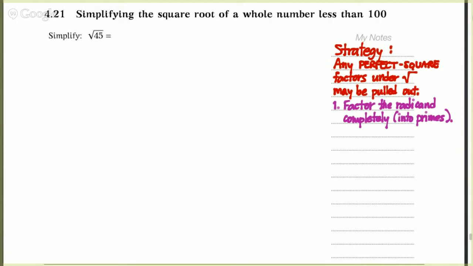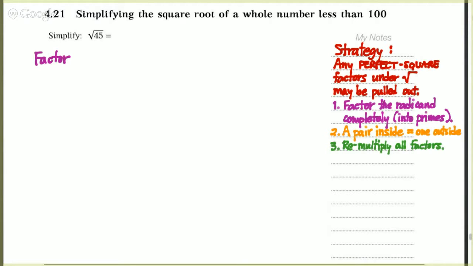So step one is going to be to factor the radicand completely, factor the number 45 all the way into primes. Then we're going to look through those prime factors and find out if there are any that are repeated. If there's a pair of factors on the inside of a square root, that's equivalent to a single one of those factors on the outside of the square root. So that's going to be our guiding principle for simplifying square roots: a pair on the inside is worth 1 on the outside. And once we've done that step as much as we can, we'll remultiply any factors that remain to simplify our answer. So let's talk about the number 45.